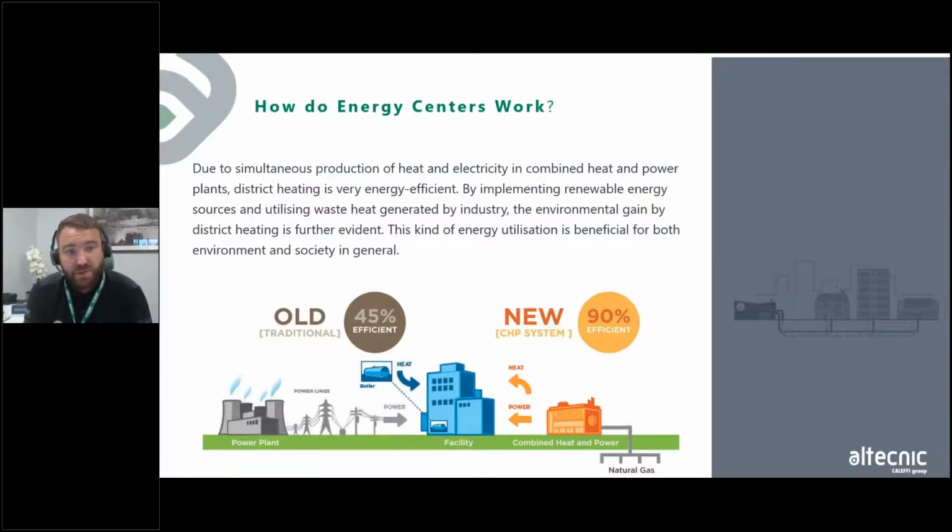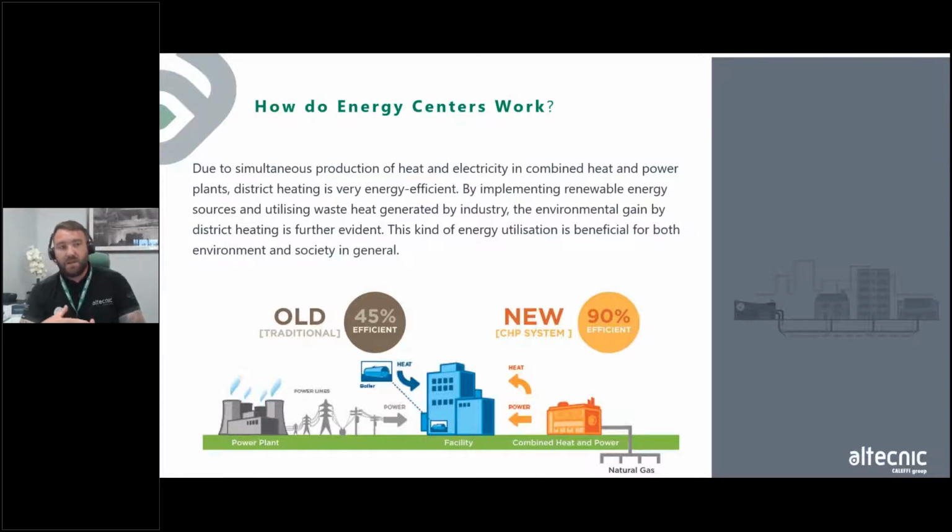So due to simultaneous production of heat and electricity in combined heat and power plants, or CHP plants, district heating is very energy efficient. By implementing renewable energy sources and utilising waste heat generated by industry, the environmental gain by district heating is further evident. And this kind of energy utilisation is beneficial for both the environment and for the society in general.